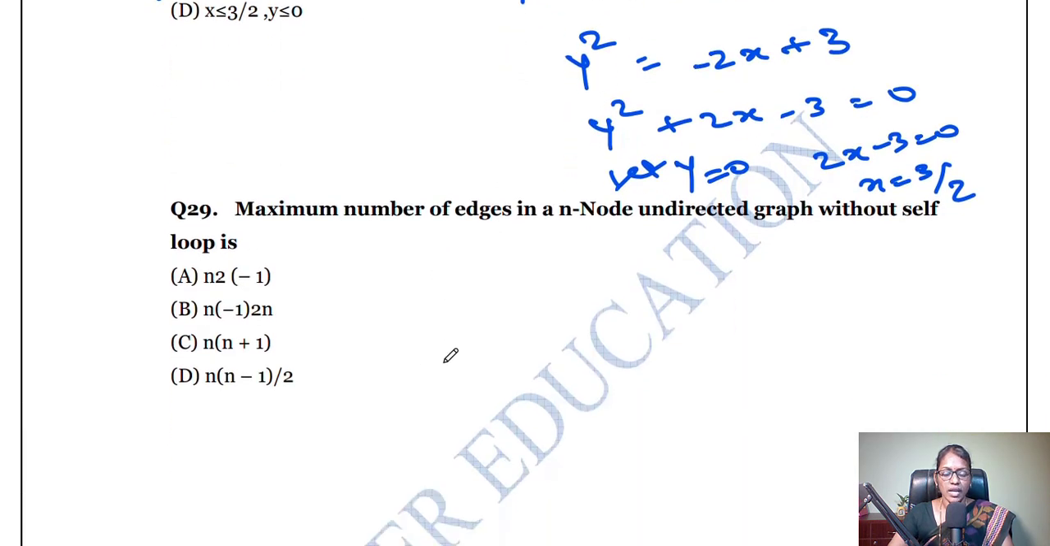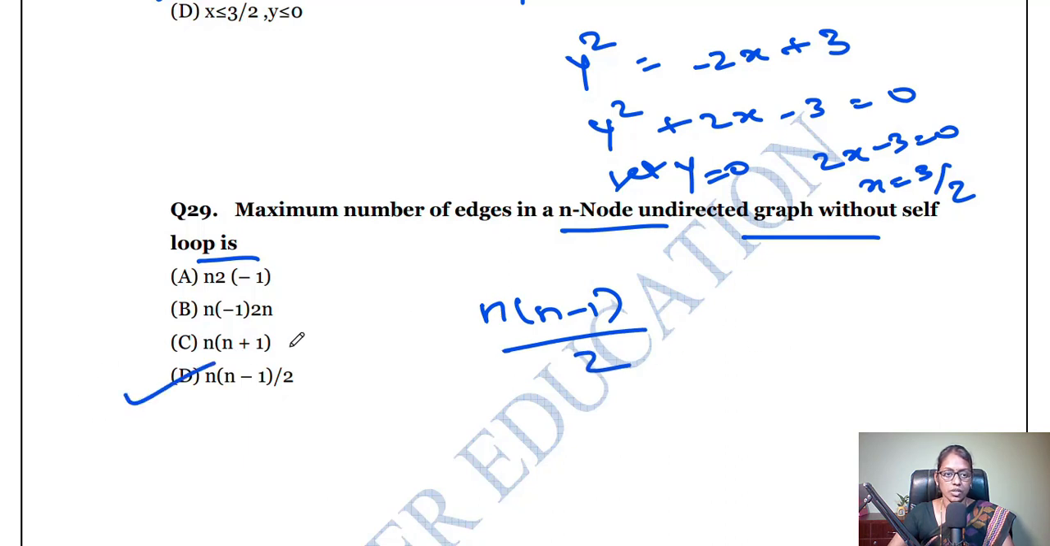The next question: maximum number of edges in an n-node undirected graph without self-loop. Without self-loop, it will be the same as an undirected graph. So here also n into n minus 1 divided by 2 for the complete graph, for the maximum number of edges in an n-node undirected graph.